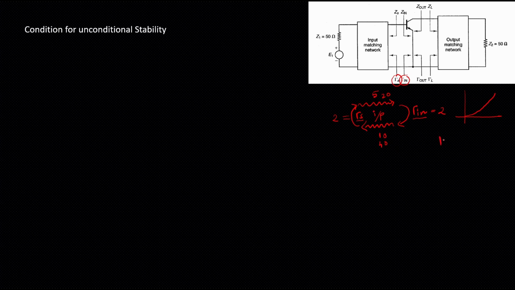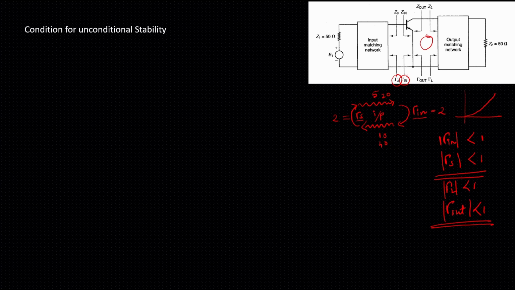So that means the first condition is that the magnitude of gamma in should be less than 1 and the magnitude of gamma s should be less than 1, and the same is true on the output side. That means gamma L should be less than 1 and gamma out also should be less than 1.